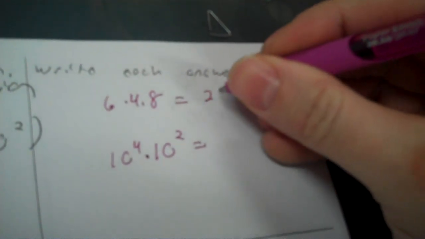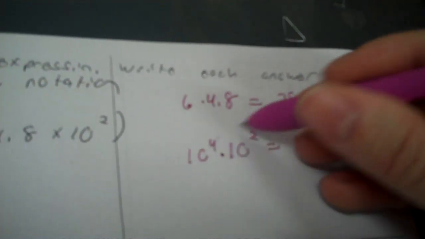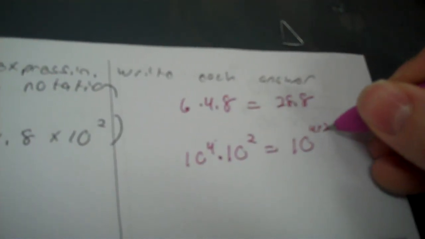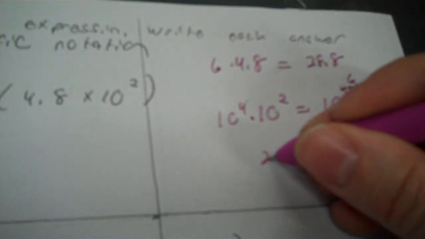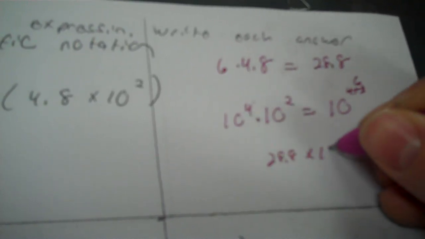Okay, so 6 times 4.8, 28.8. Write that now. Now I put base 10 and then I add the powers. 4 plus 2 is 6. So come over here and write, or actually go down here, 28.8 times 10 to the 6.